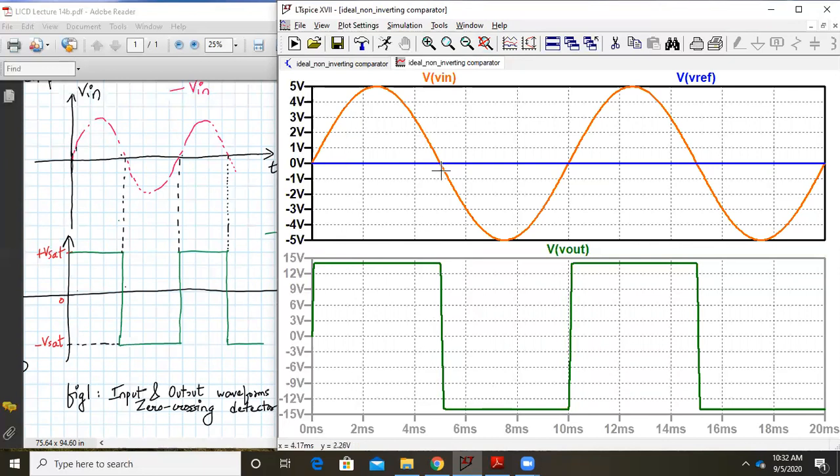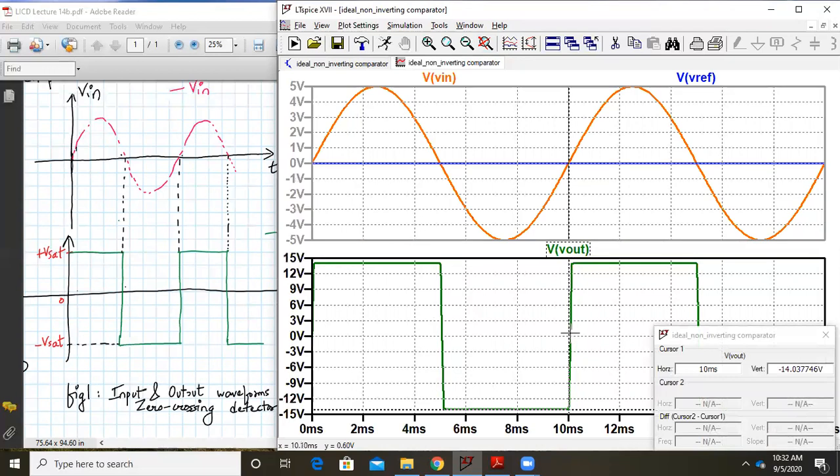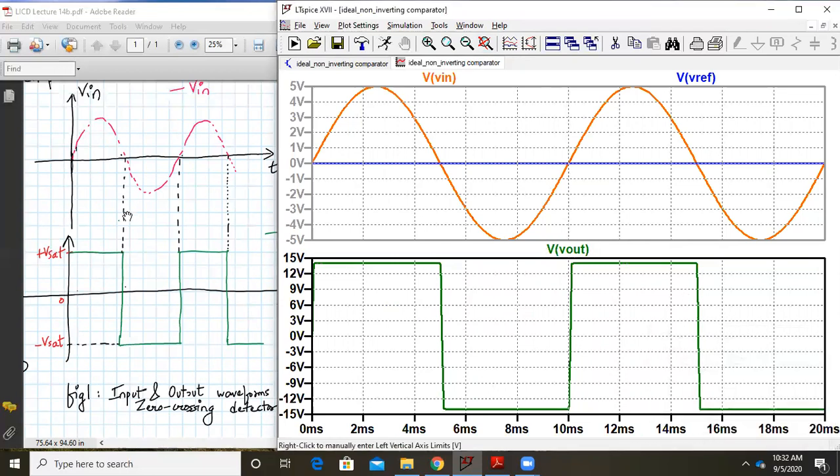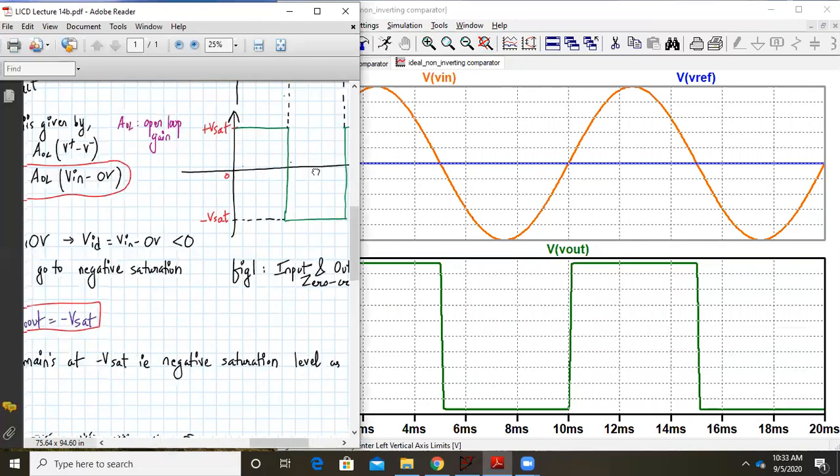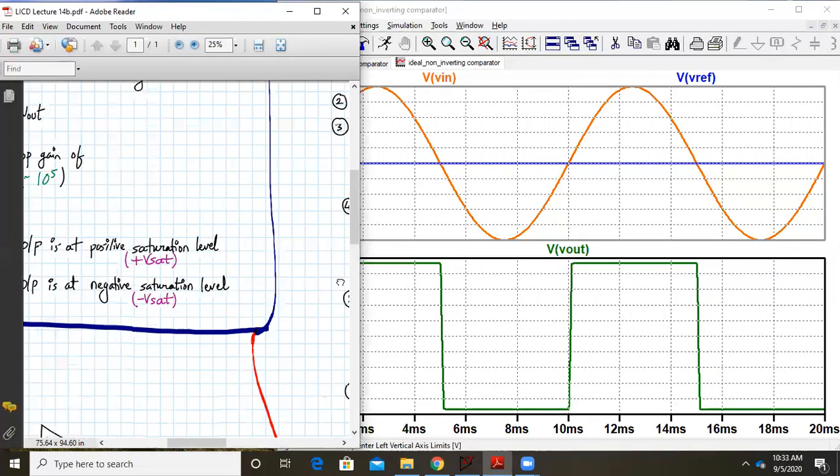Okay, so let us check the plus Vsat level over here. The plus Vsat level is around 14.07 and the minus Vsat is around minus 14.07. So that's what we are getting. As you can see, the waveforms are exactly the way we have predicted them to be.